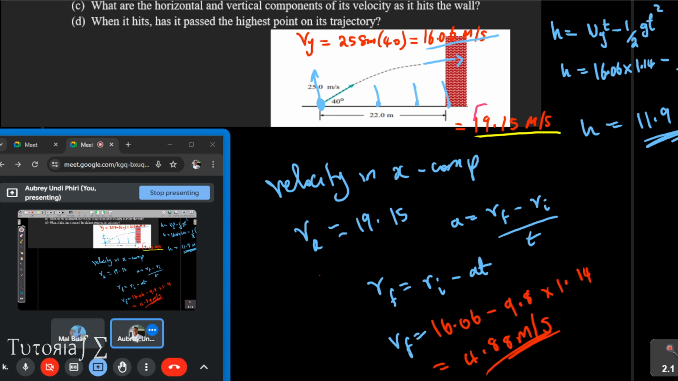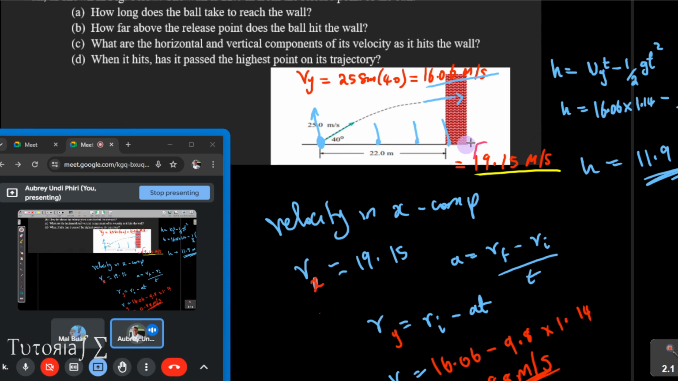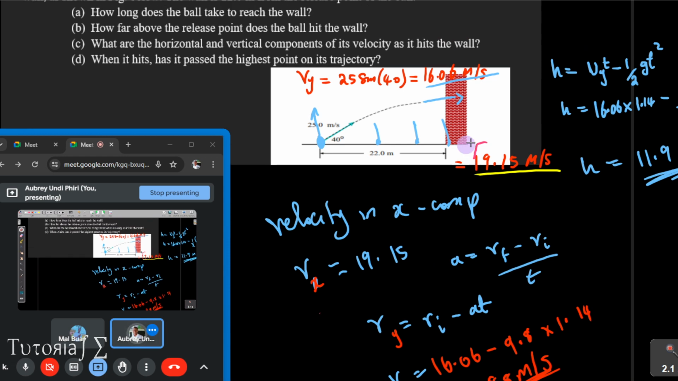So we can simply call this velocity y. Instead of v final, we can just say velocity in the y. So the velocity in the x component will be the same, and the velocity in the y will be that when it hits the wall. Then we can do the last question, which is part D. When it hits the wall, has it passed its highest point? So first of all, we need to know the height at which it hits the wall.